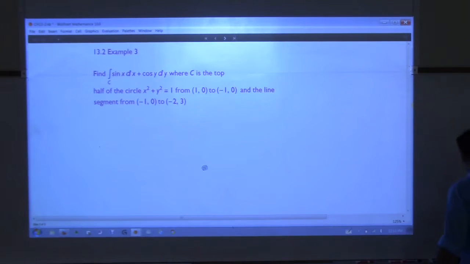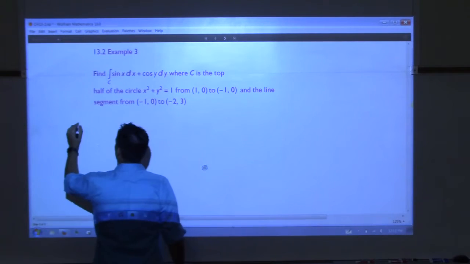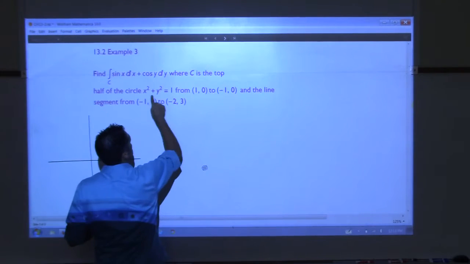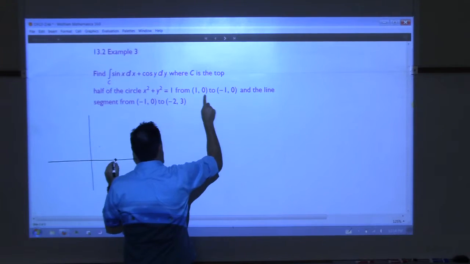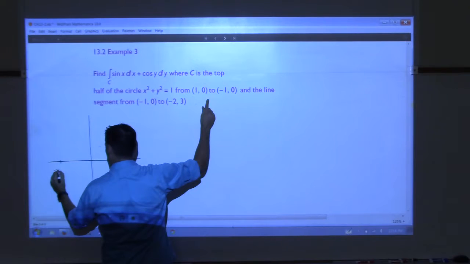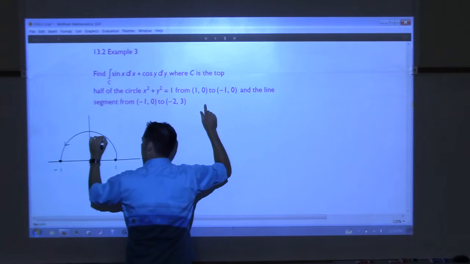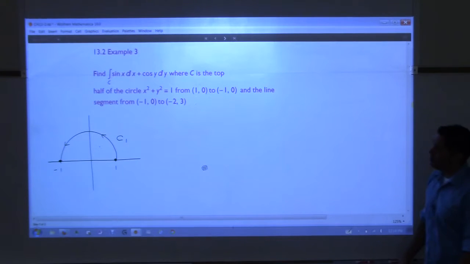Let's draw our C's. We have two curves here, don't we? Okay. All right, C1 is the top half of the circle from (1, 0), which is here, to (negative 1, 0), which is here. I'm actually going to put some arrows on it this time to show direction, that I want to go from (1, 0) to (negative 1, 0).